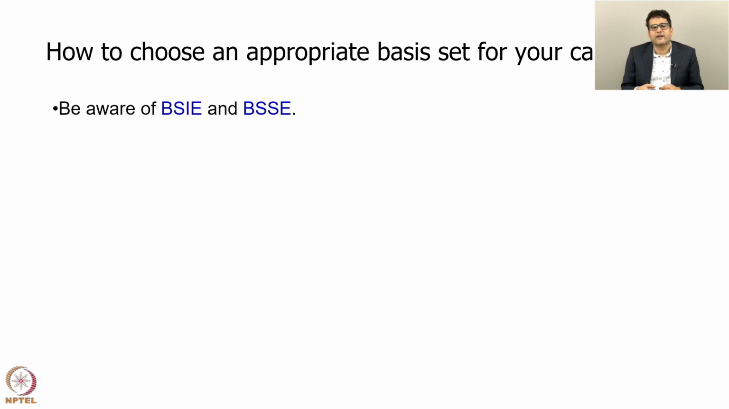The first thing is to be aware of BSIE, basis set incompleteness error, and basis set superposition error. We are going to discuss what these are in the next week. Basis set incompleteness error means your result has still not converged with respect to the basis set, and superposition error is mostly problematic when you are doing calculations on more than one molecule or a dimer. So you should be careful about them.